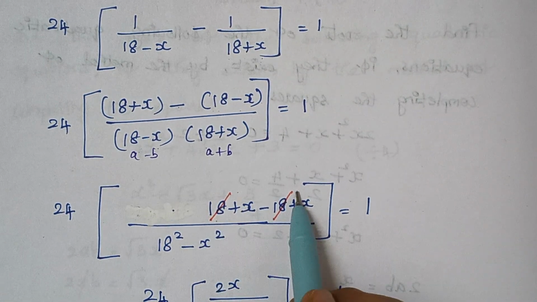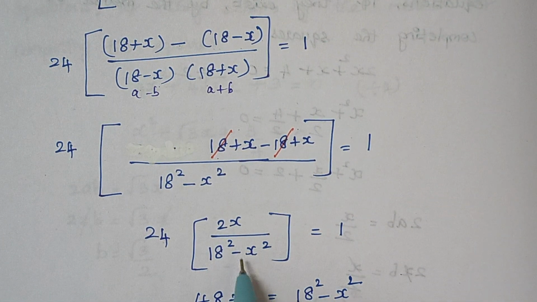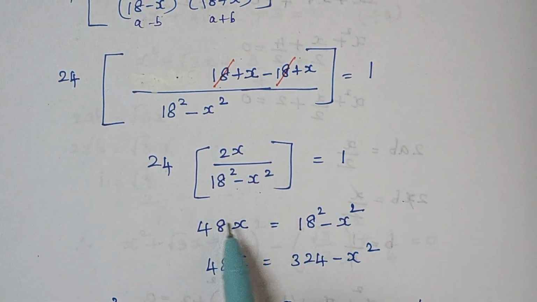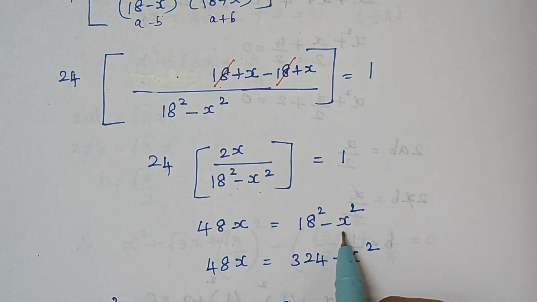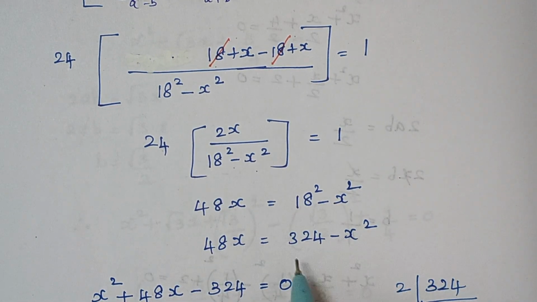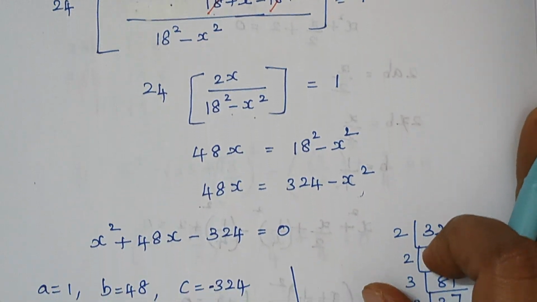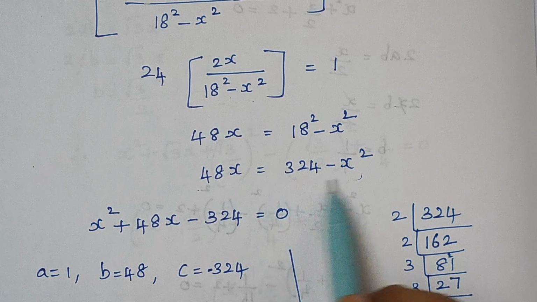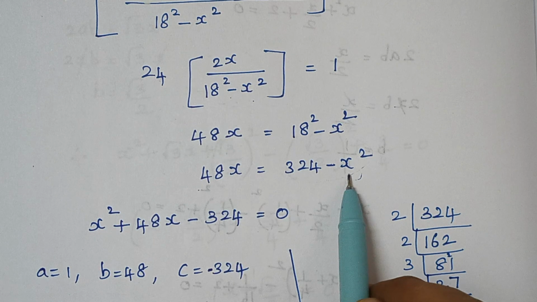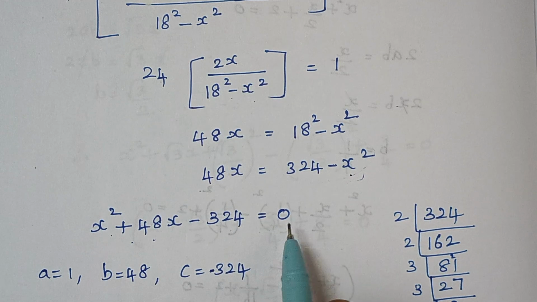So this plus 18 and minus 18 get cancelled, and here we have 24 into 2x by 18² - x², which is equal to 1. So 24 into 2x is 48x, which is equal to 18² - x². Now, what is the value of 18²? It is 324. So now I am going to rearrange this quadratic equation. I am moving these terms to the left hand side because here we have a minus x², and I want to make this a plus. So here it is x² + 48x - 324 = 0.